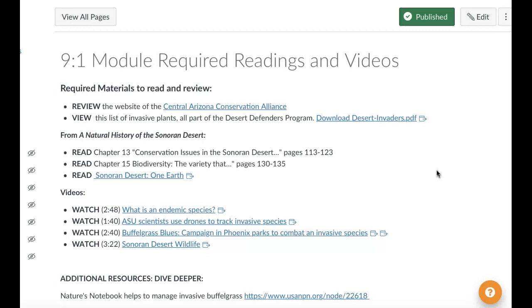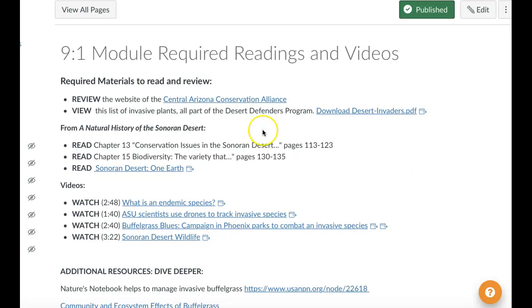So the required readings and videos are here. You're given some websites to review. This is really interesting because you can merge the content of this module with your volunteer actions. So for example, here on the Desert Defenders, that is actually a place where we can volunteer as master naturalists, but at the same time learn about invasive plants.